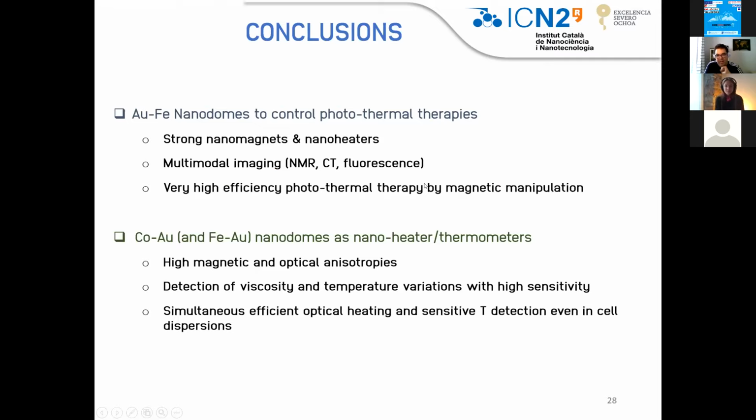Regarding the use of the cobalt gold nanodomes for nanoheater thermometers, this system presents high magnetic and optical anisotropies. Also, this system is able to detect the viscosity and the variations in temperature with high sensitivity. And also, they are able to simultaneously detect the optical heat and the difference in temperature, even in complex systems like cell dispersion.